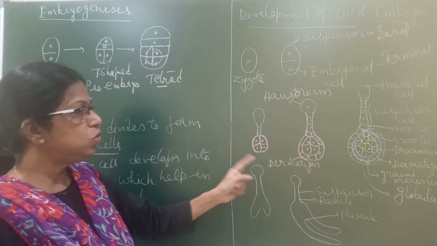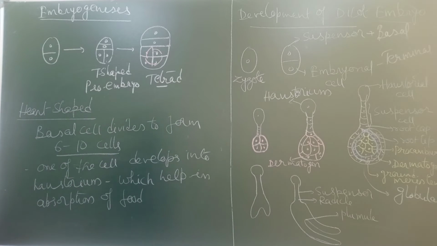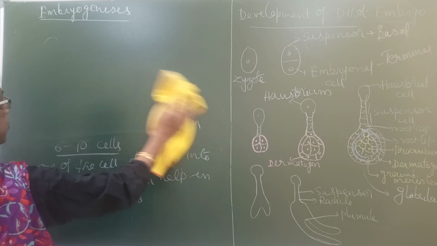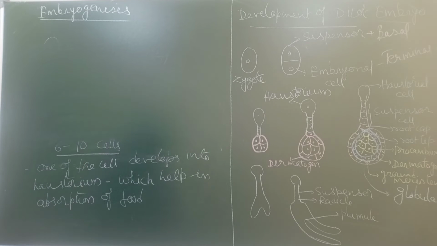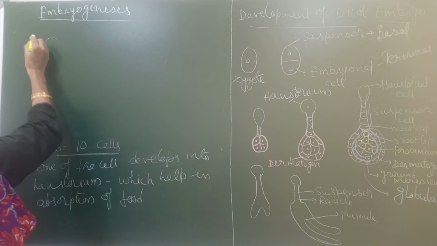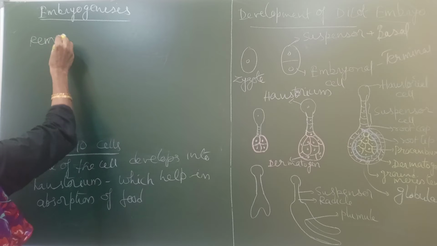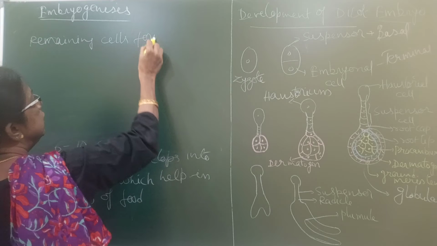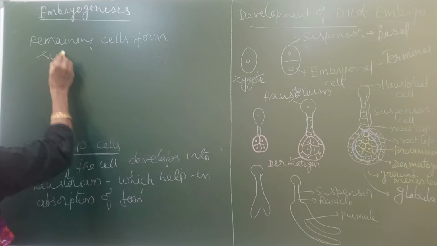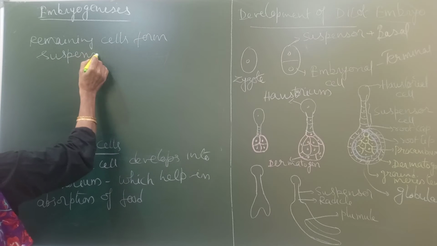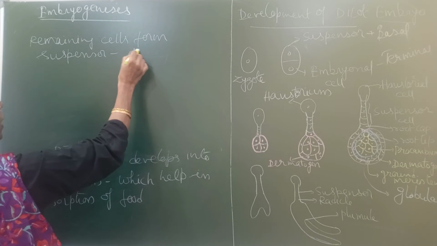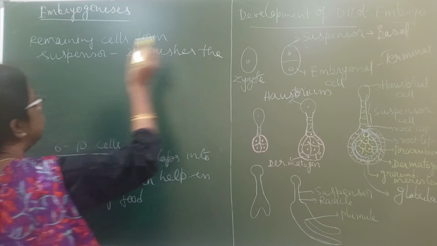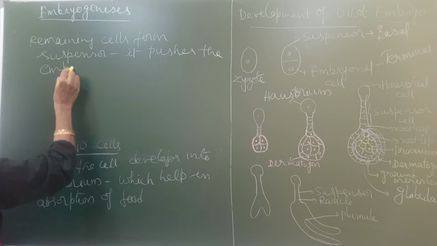Now, what is the use of the suspensor? The remaining cells form the suspensor, and the function of the suspensor is that it pushes the embryo into the endosperm.